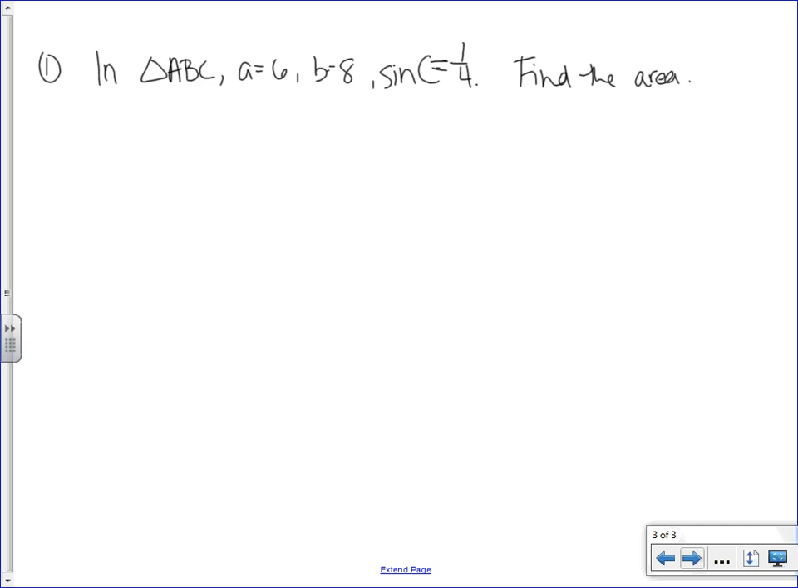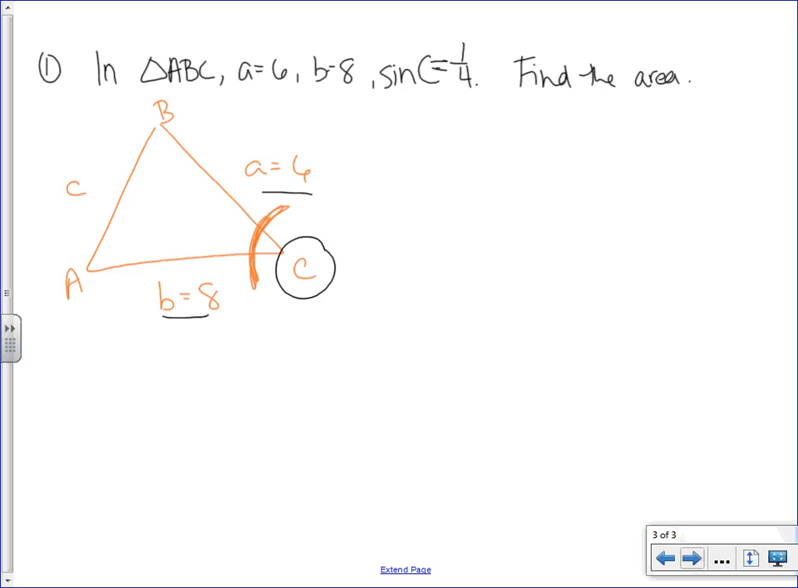So it's not totally necessary, but I still think it's good to draw the picture. So here's my triangle. Notice it's not very pretty, but it's okay. This will be A. This will be B. I don't know anything about little c, but I know that the sine of c is 1/4, and here's my angle c. So this satisfies what I need to use this area of the triangle formula. I have two sides, specifically I have A and B, and I have the angle in between.